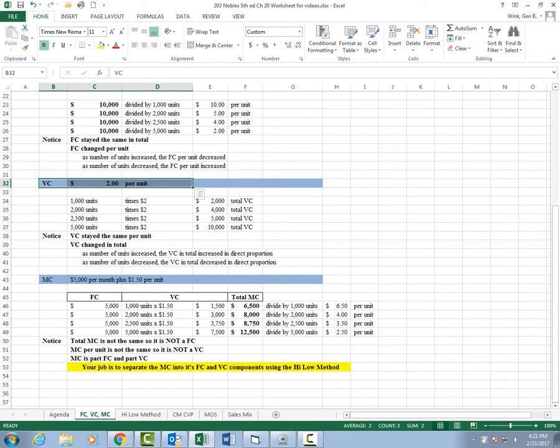Okay, variable cost, we're going to assume it's $2 per unit. So the variable cost is going to stay the same, $2 per unit. If we make 1,000 units, the total variable cost is $2,000. If we make 5,000 units, the total variable cost will be $10,000. So the cost per unit stayed the same. The total variable cost changed as the number of units increased. We went from 1,000 to 5,000. The variable cost in total increased in direct proportion. Remember, fixed cost was an inverse effect.